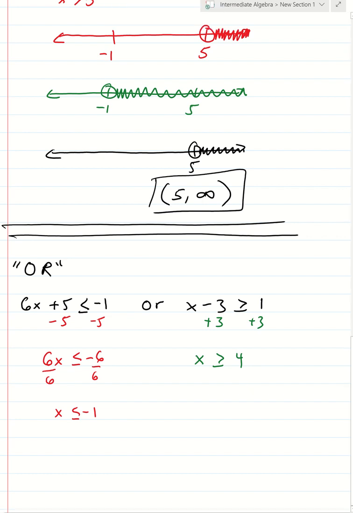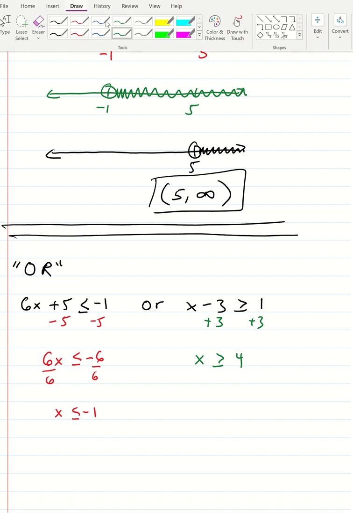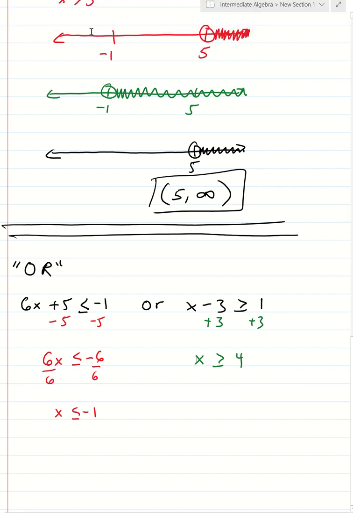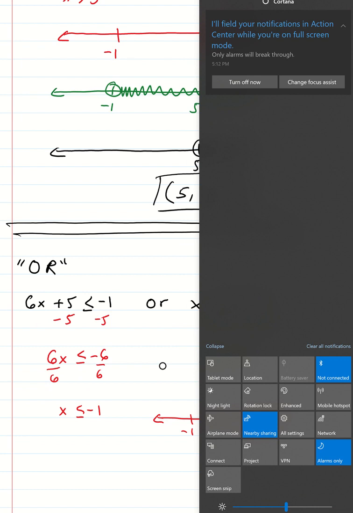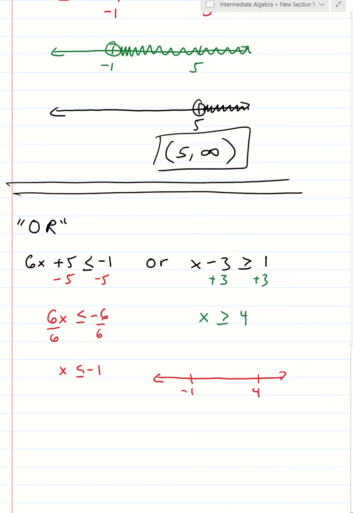So now we have these two solutions. I am going to graph them independently. Let's start with the red. I'm going to put on both critical numbers, -1 and 4. -1 is part of our solution, so I'm going to close in that dot. And I need the values of x that are less than -1. They occur here to the left.